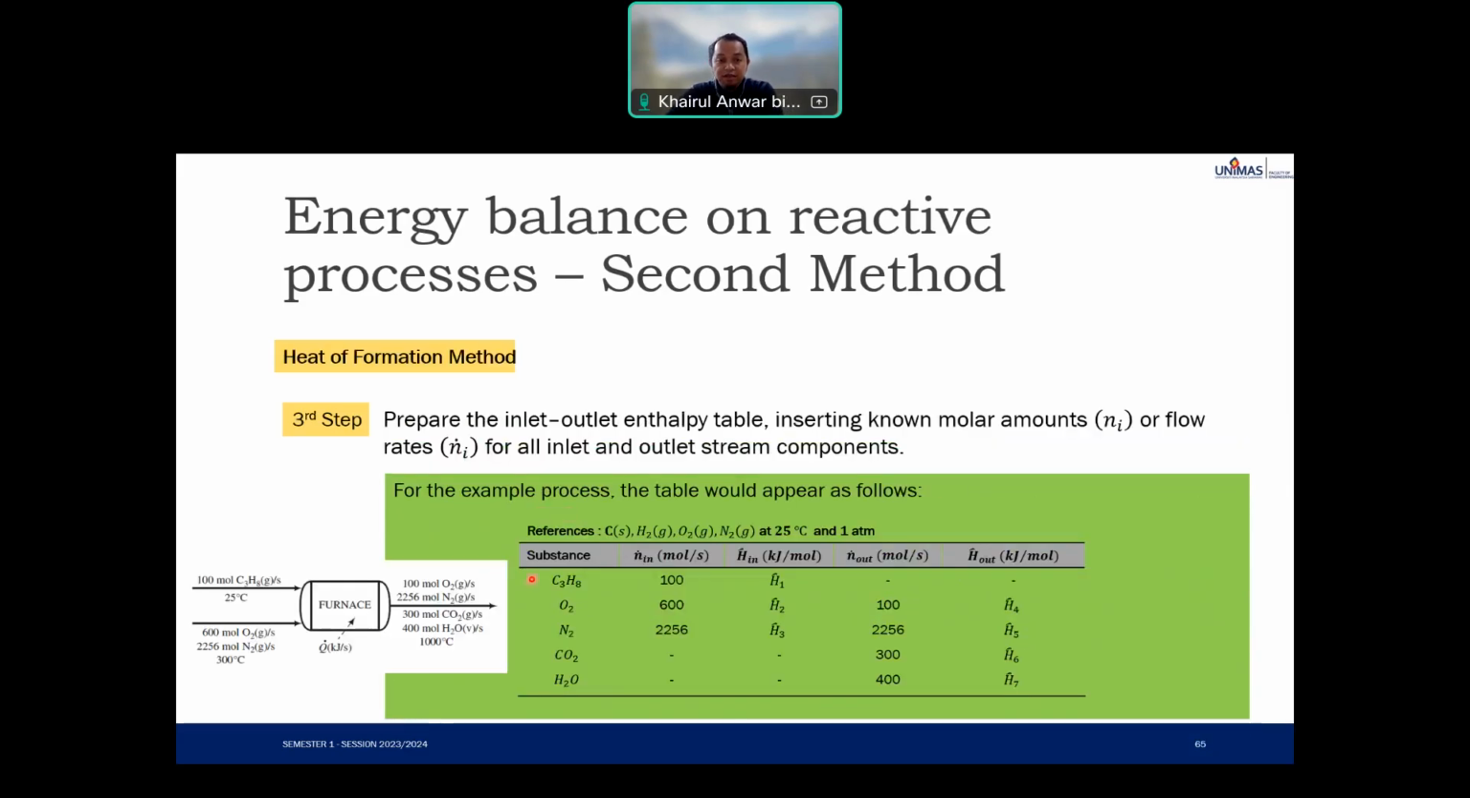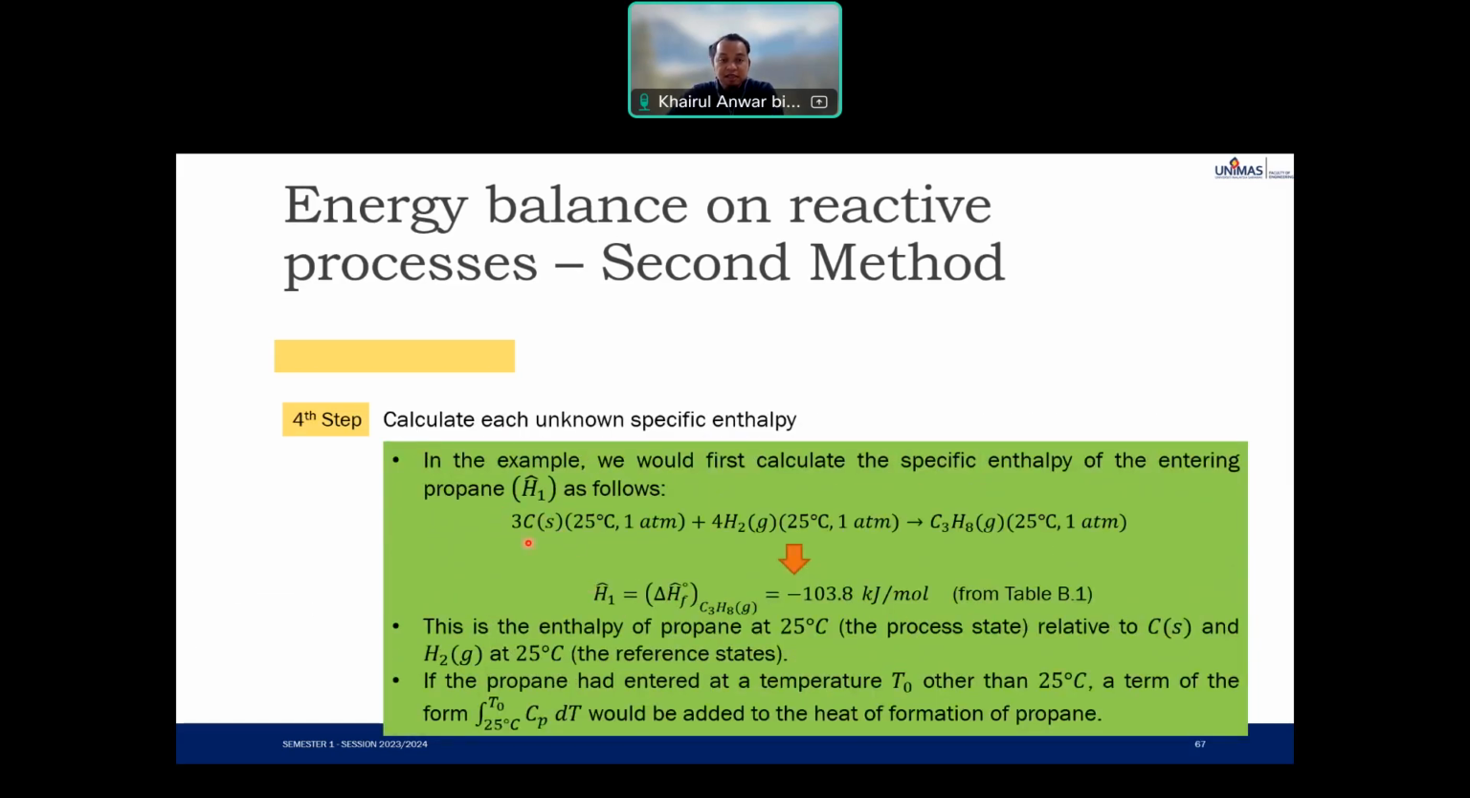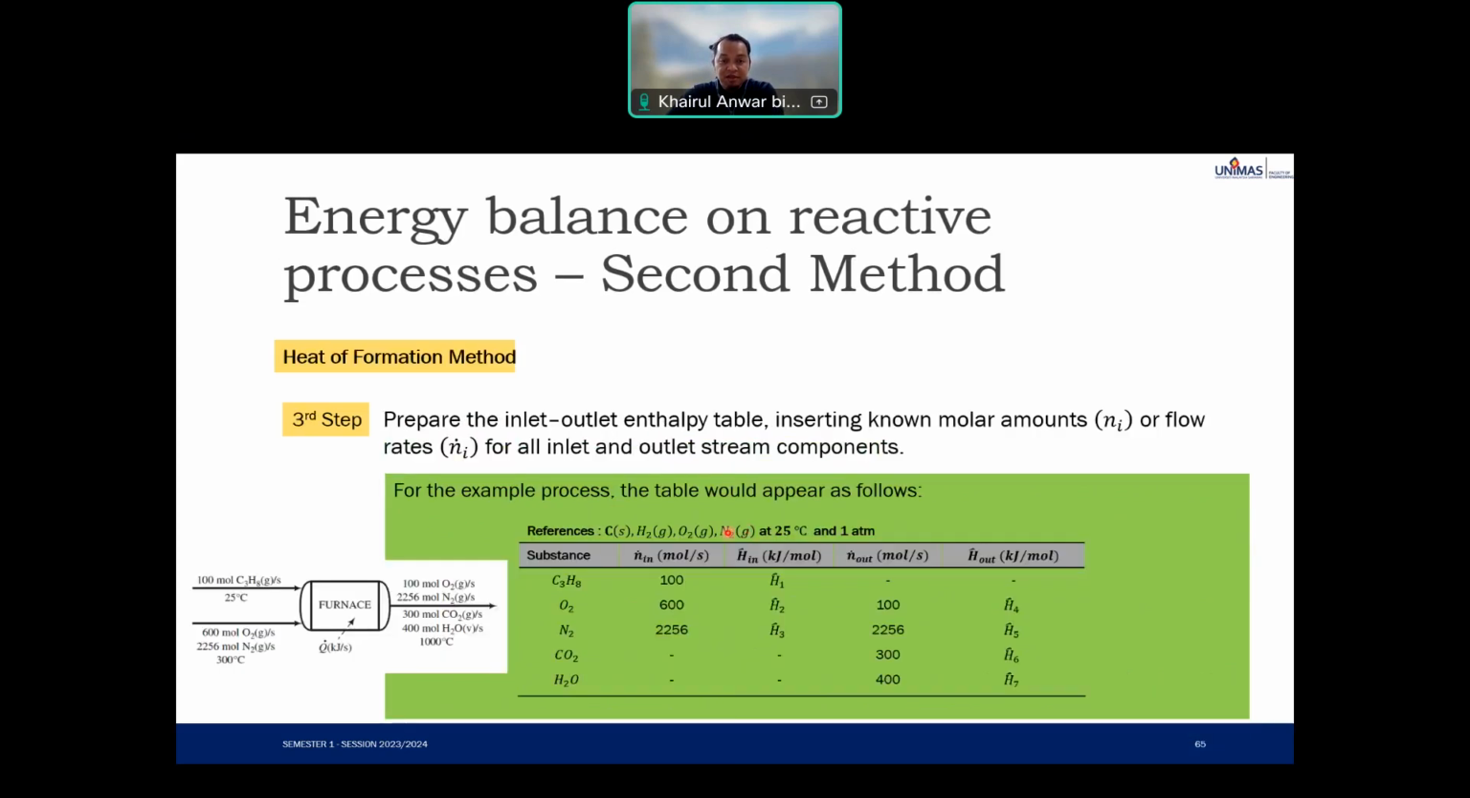You see propane, this is propane C3H8. So 3C plus 4H2. You see the reference C, H2, O2, N2. You cannot use C, H, O, N because the smaller species for hydrogen is H2.